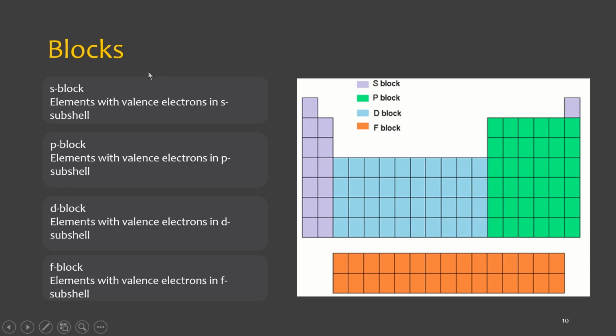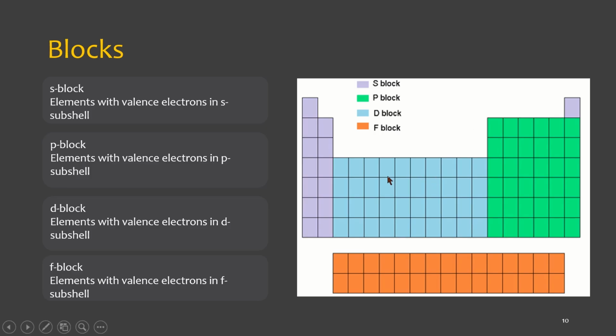Blocks. There are 4 blocks in the periodic table: s, p, d, f. And how do we define that? Suppose sodium is an s block element, because in sodium the valence electron is present in the s block. And if I say carbon is a p block element, it means the valence electron is present in the p block. If we look at the electronic configuration of carbon, the atomic number of carbon is 6, so it is 1s2, 2s2 and 2p2. So these two valence electrons are present in the p subshell. So it is a p block element.